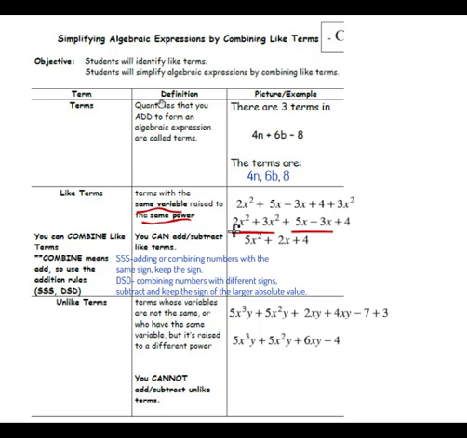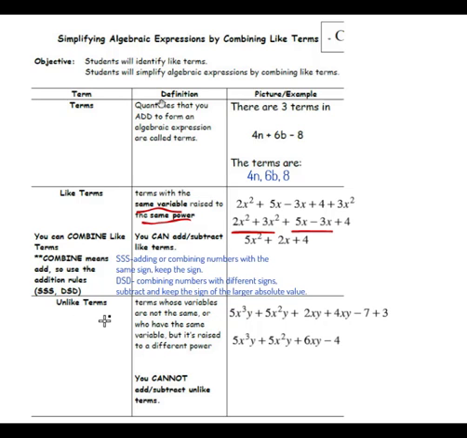First I'm going to combine 2x squared plus 3x squared, and I'll end up with 5x squared. Then I'm going to look at the next value, 5x minus 3x. So we're going to subtract. Since 5 is the greater absolute value, we're going to keep that positive sign, and it's going to be plus 2x, and then I just bring down the 4. So my final expression combining like terms is 5x squared plus 2x plus 4.